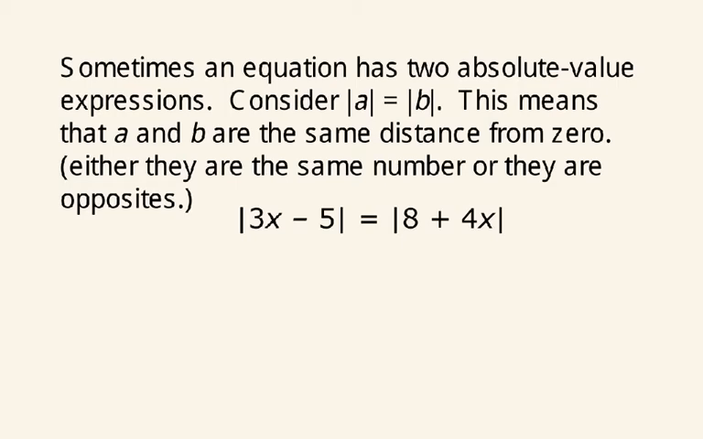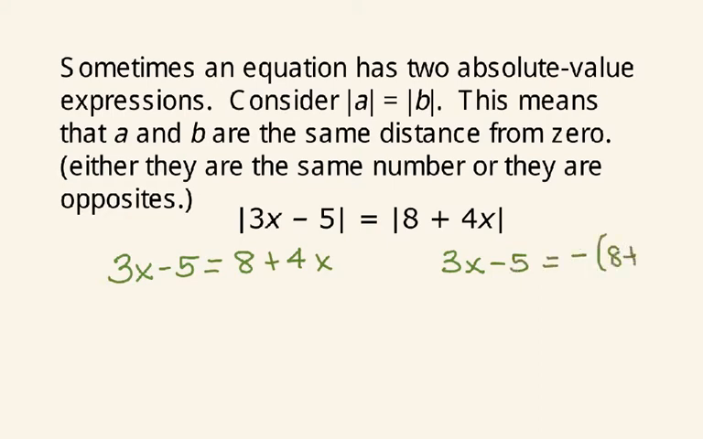So to solve this, you would do 3x minus 5 equals 8 plus 4x, or 3x minus 5 equals the opposite of 8 plus 4x. Solve both and you'll get the x values that are in the solution set.